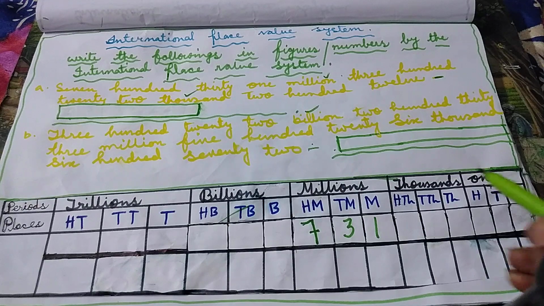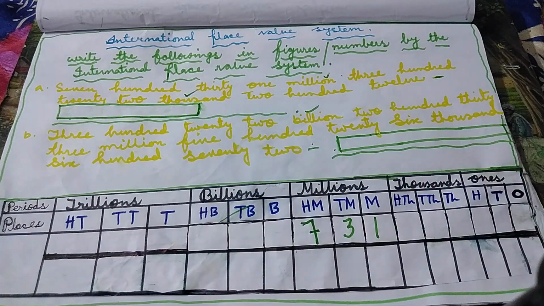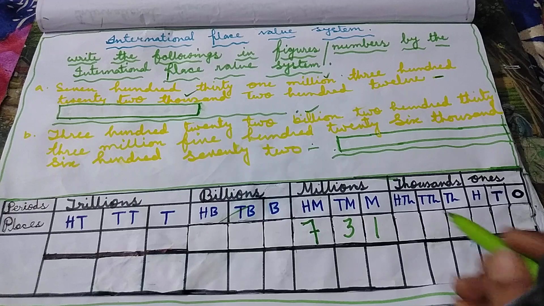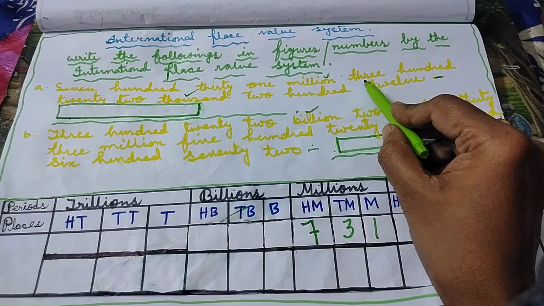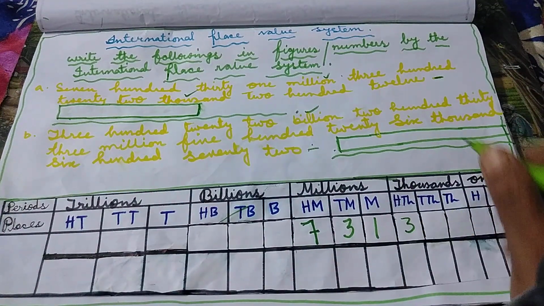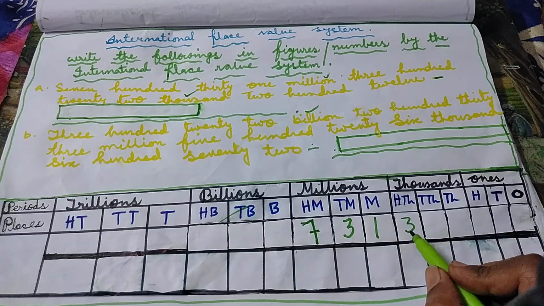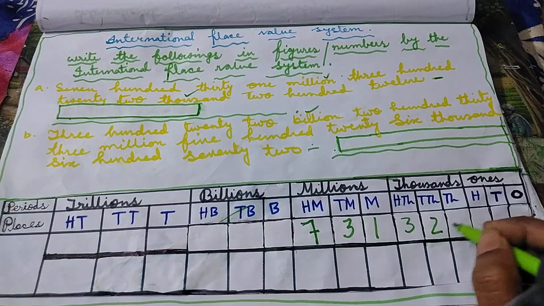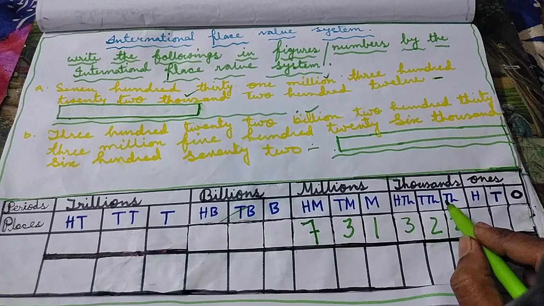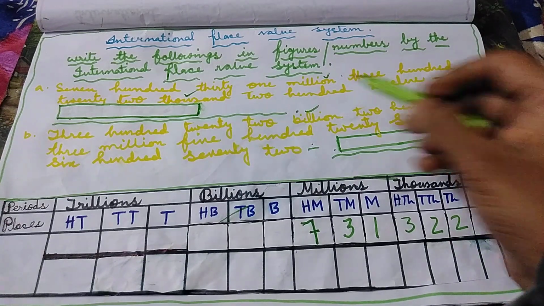322,000. In the thousands period or thousands group, how will we write 322? In the hundreds place, we will write 3. 300. So in the hundreds place, we will write 3. Then 22. Tens and ones together make 22. Complete. Go to the last part.